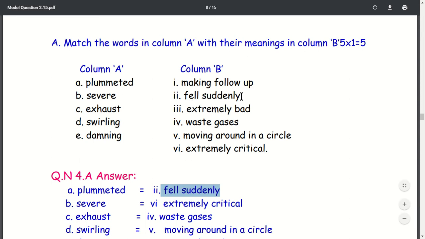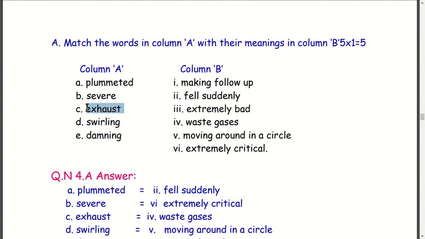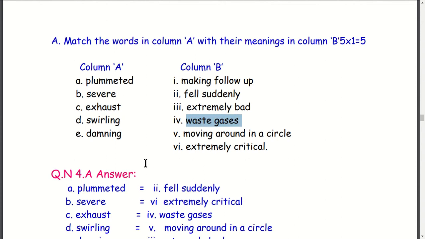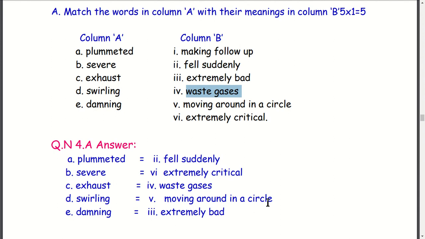Which one is it? Yes, fell suddenly. Plummeted means fell suddenly. Number B, severe. Severe is extremely critical. Exhaust means waste gases. Number D, swirling, moving around in a circle. That is number five. Number E, damning. Damning means extremely bad. That's it.